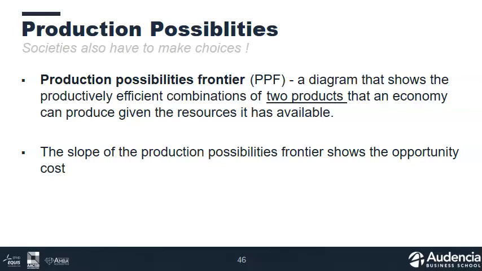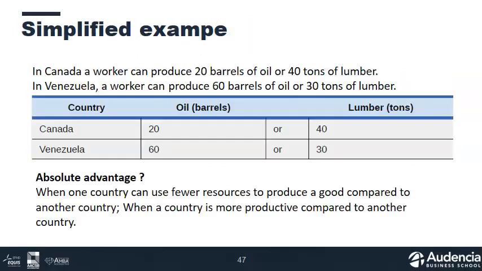But it shows us, well, what happens if, as a society, we have to make choices of what we produce. We only have a certain amount of natural resources. How do we use them? And the production possibilities frontier tells us, well, if we use our resources to the max, what can we produce? That's the frontier, the limit. So here's a simplified example.